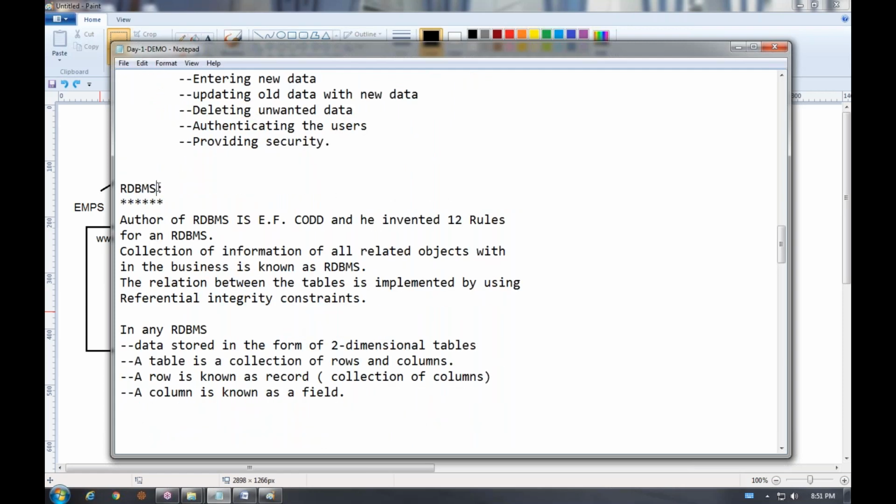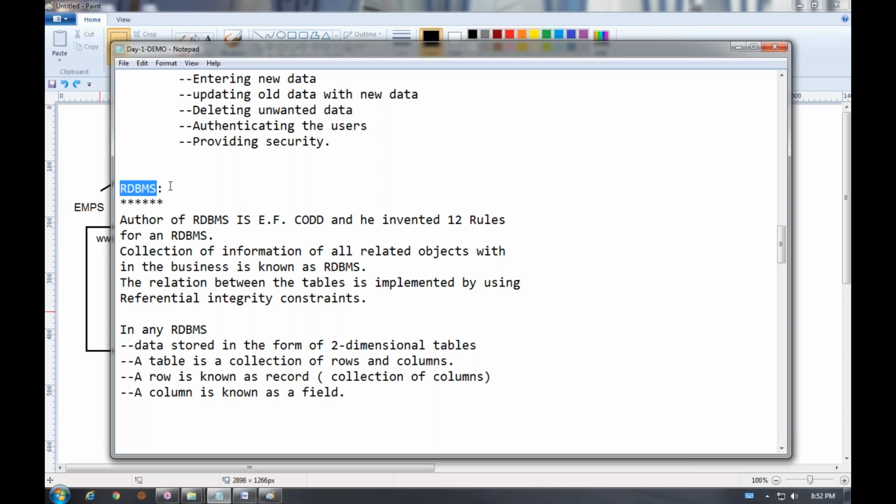So now we are discussing RDBMS. What is a Relational Database Management System? RDBMS, Relational Database Management System. First, one point, then two, three points. Listen carefully. It's a theoretical part.